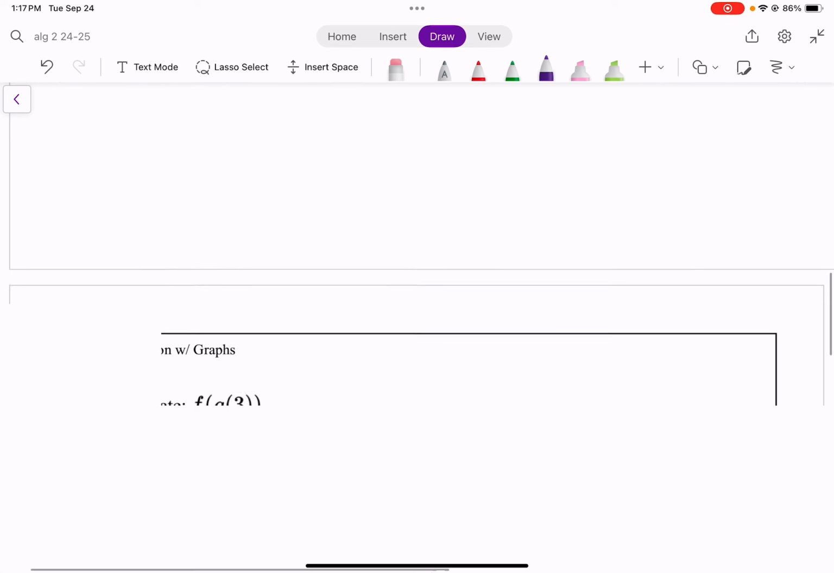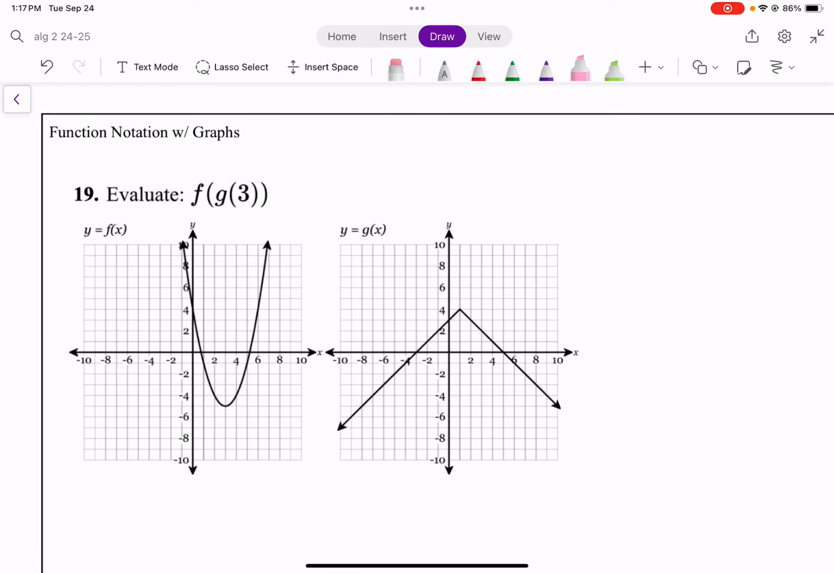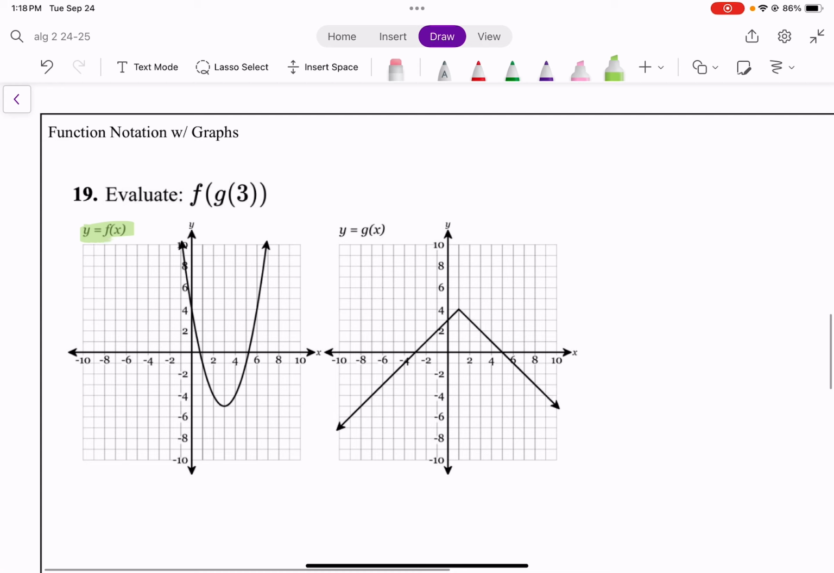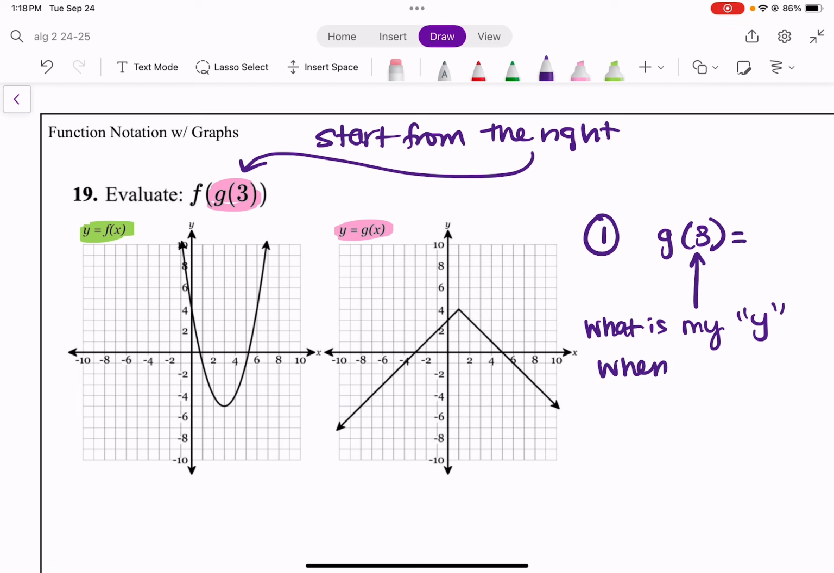So function compositions can happen with equations and it can happen with graphs, okay? The process is the same. So here we're given two graphs. We're given f of x and we're given g of x. Again, we're always going to start from the right. So the rightmost function is g of 3. So first I'm finding g of 3. Essentially I'm finding what is my y when x is 3 in g of x.